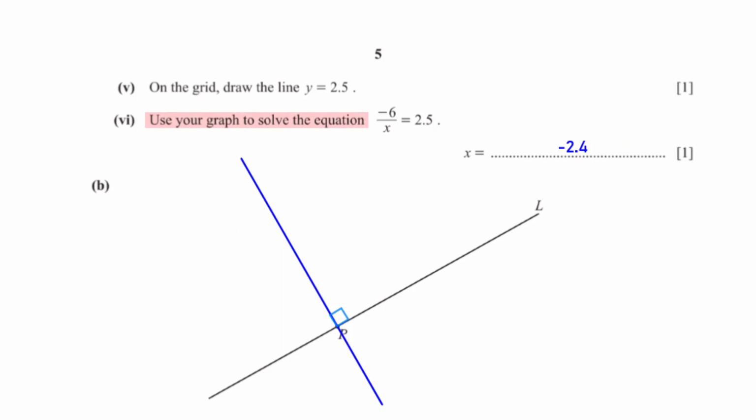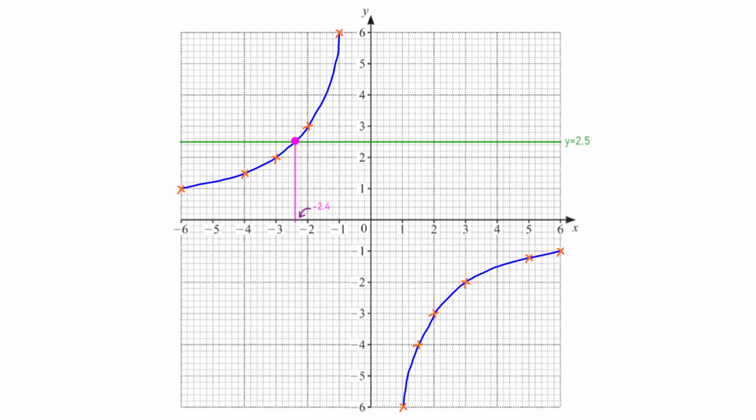Use your graph to solve the equation -6/x equals 2.5. In other words, we are to find the x value of the intersection point between the graph of y equals -6/x and the line y equals 2.5. On the grid, we see that the x value of this point is -2.4.